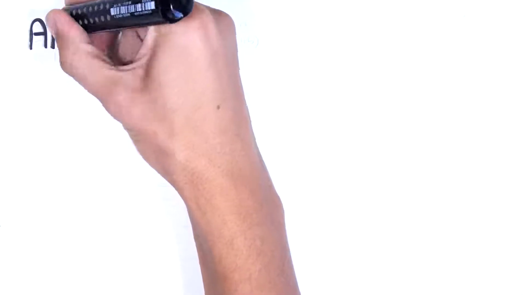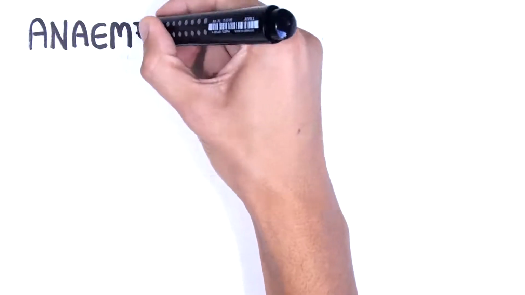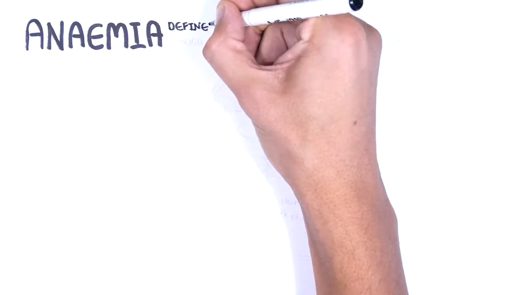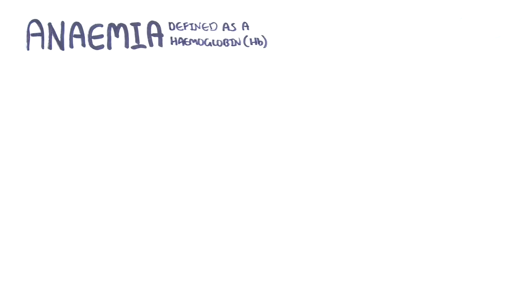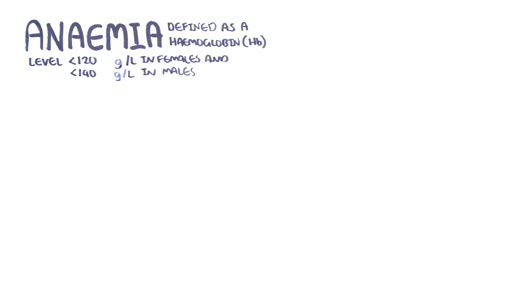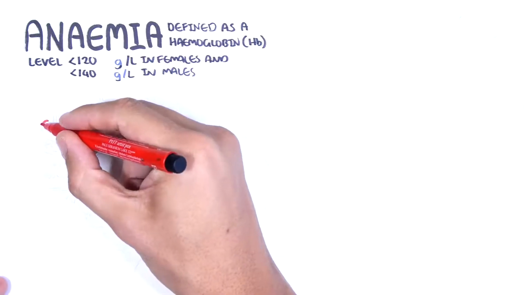Hello, in this video we're going to talk about anemia. Anemia can be rigorously defined as a reduced absolute number of circulating red blood cells. In practice, a low hemoglobin concentration or a low hematocrit is the most widely accepted definition for anemia. So anemia can be defined as a hemoglobin level of less than 120 grams per liter in females and less than 140 grams per liter in males.